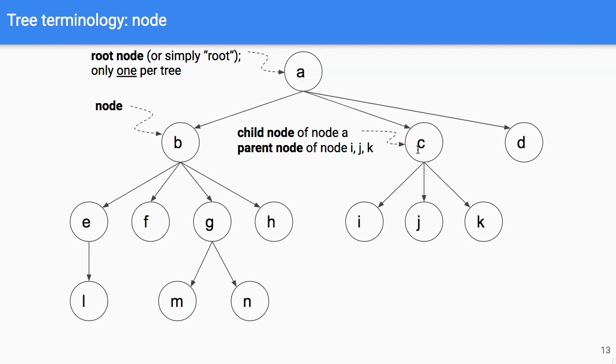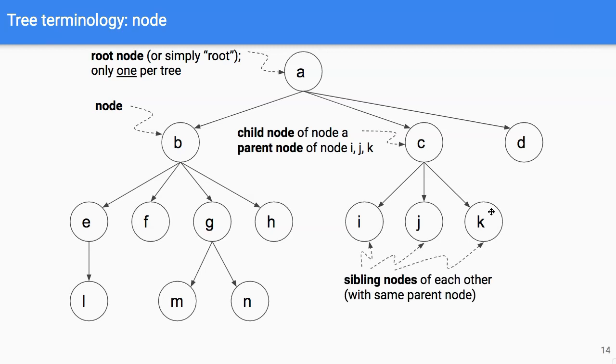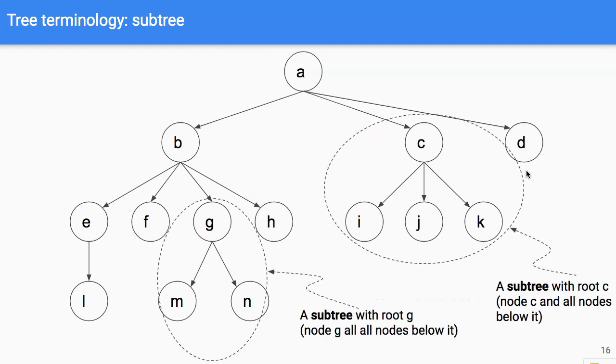C is a child of A, and it can also be a parent node. I, J, and K are all child nodes of C. Conversely, C is the parent node of I, J, and K. Nodes I, J, and K are called siblings because they have the same parent. So I is the sibling node of J and K, and so on. Finally, there are leaf nodes that only have parents, but don't have child nodes of their own. These are at the very bottom and have no child.